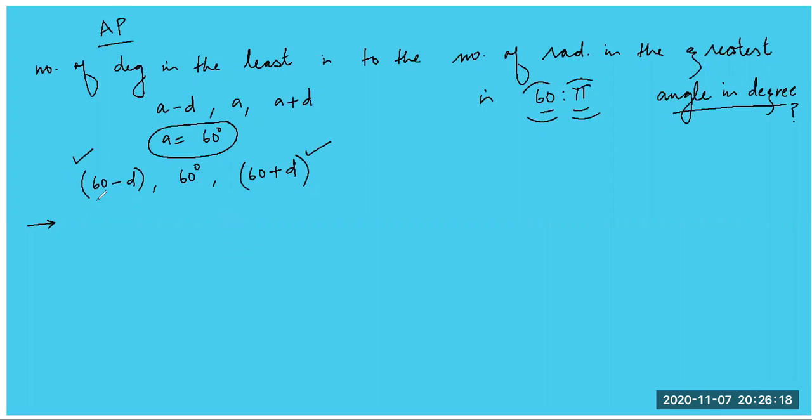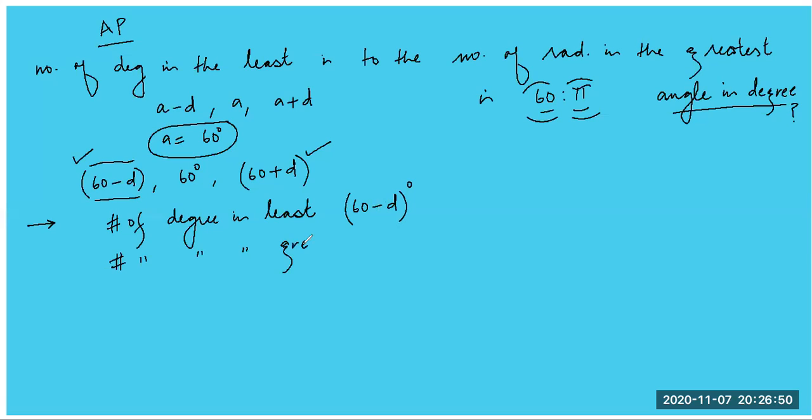Ishma, how many degrees in the least angle? No, beta, this is the degree. We don't know the angles, na? 60 minus D degree. We don't know D, beta. We don't know what is D. The common difference. Okay. What is the number of degrees in the greatest angle?